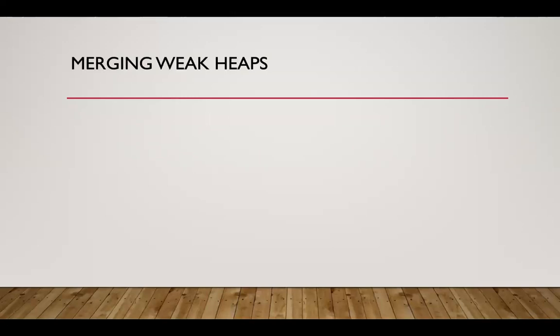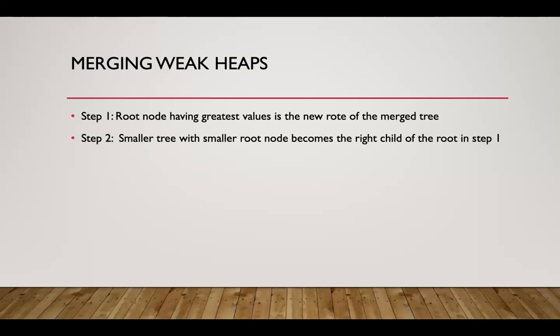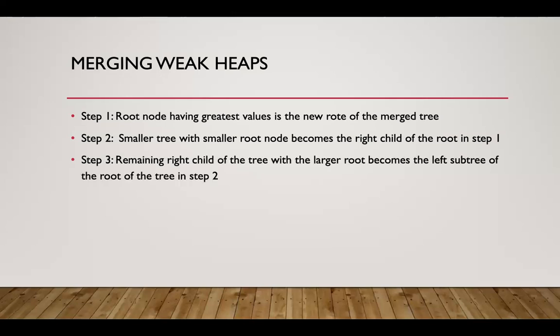So we'll see how to merge two weak heaps together. Let's have a quick look at that. There are certain steps for that. The first step is that the root node having the greatest value is the new root of the merged tree. Step two is that the smaller tree with the smaller root node becomes the right child of the root in step one. And the last step is that the remaining right child of the tree with the larger root becomes the left subtree of the root of the tree in step two.